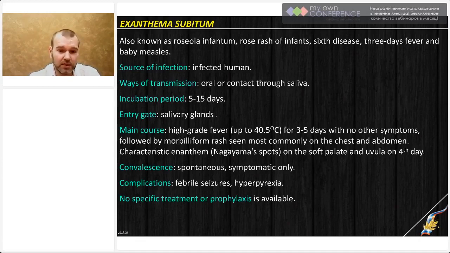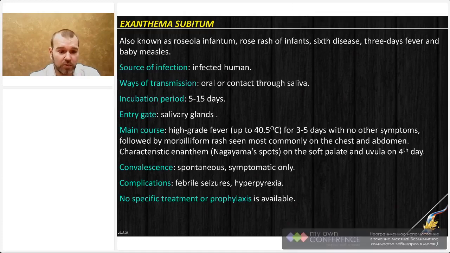But after that, rashes will appear on the skin of the kid, which resembles measles, and that's why the disease is called baby measles. Mainly the rashes will be observed only on the trunk of the kid, and sometimes if the doctor or parents check the oral cavity, then in the epithelium and mucous membranes of the soft palate, it is possible to identify unique spots which are known as Nagayama spots, or enanthem rashes.